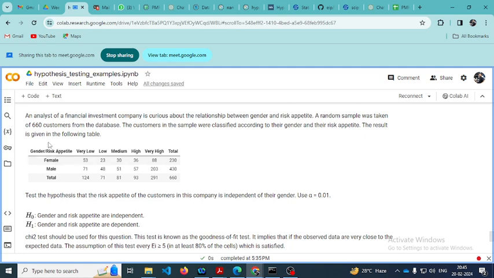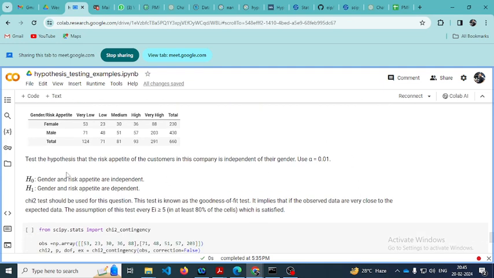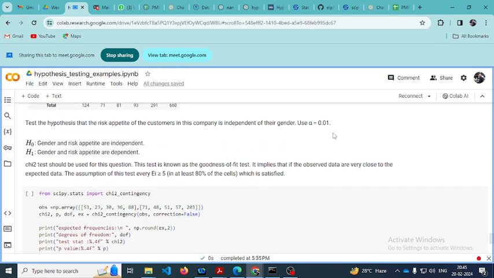So we are going to have gender here, and some random samples they are taking: very low, low and medium, high, very high. Like this, you are going to test the hypothesis that the risk appetite of the customers in this company is independent. They have given the level of significance alpha as 0.01. Previously, they had given the level of significance as 0.05.